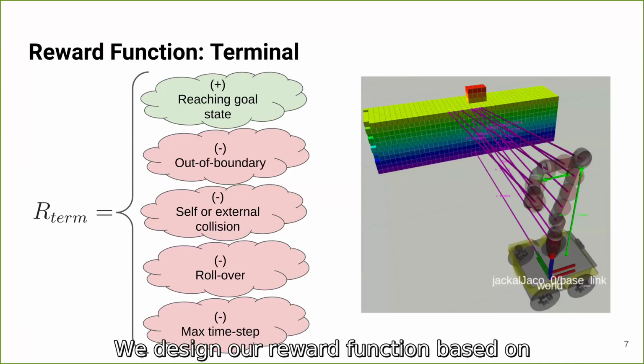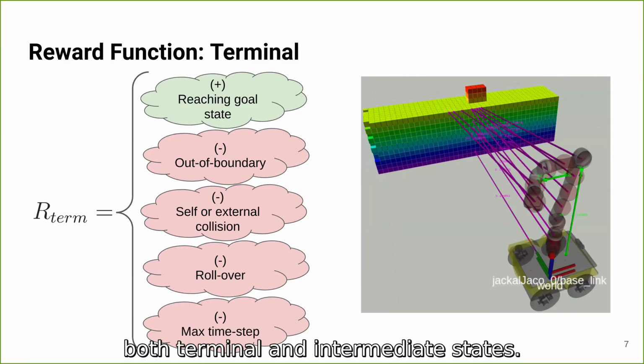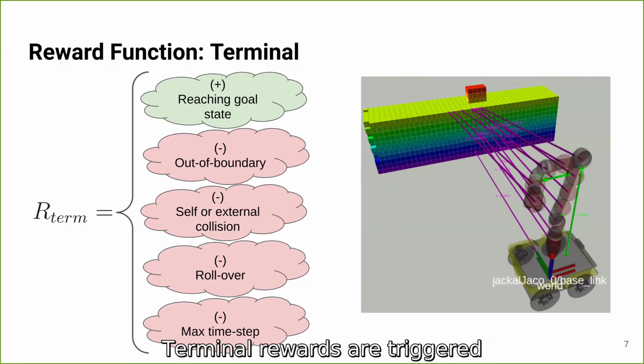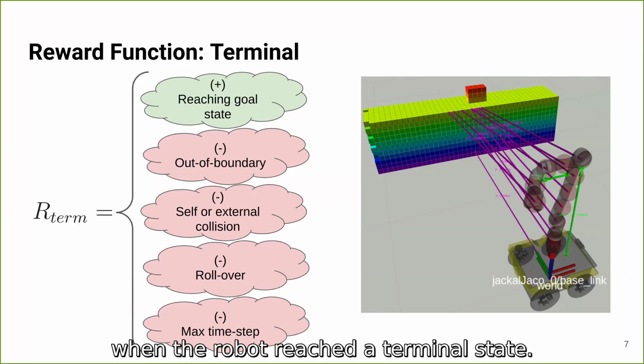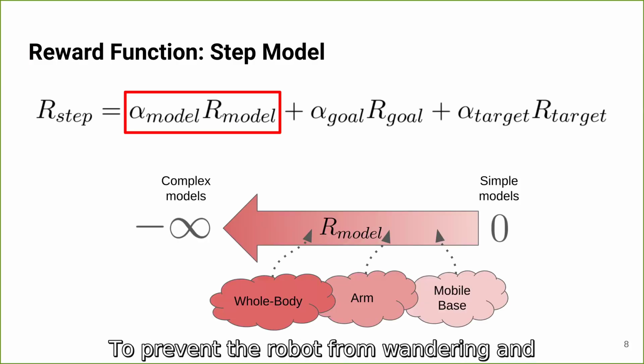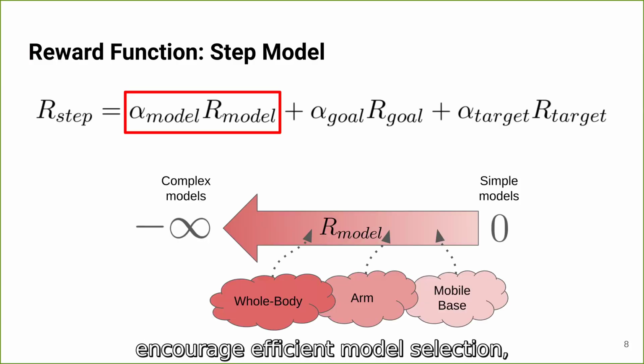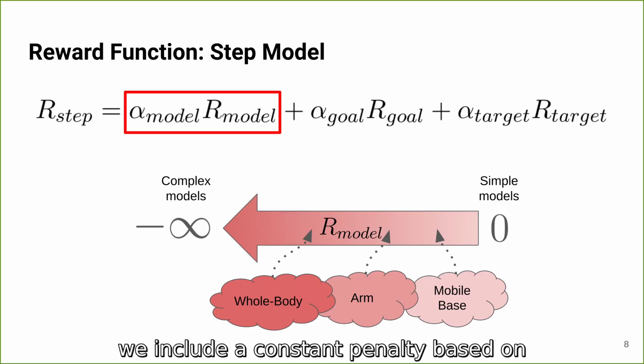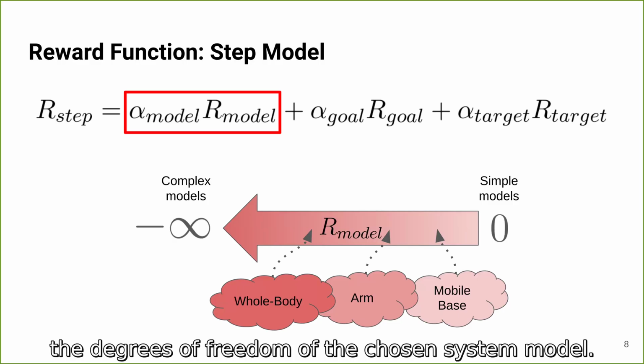We design our reward function based on both terminal and intermediate states. Terminal rewards are triggered when the robot reaches the terminal state. At each iteration, the step reward is calculated as a weighted sum of various reward and penalty terms. To prevent the robot from wandering and encourage efficient model selection, we include a constant penalty based on degrees of freedom of the chosen system model.